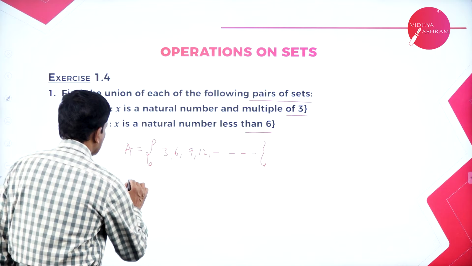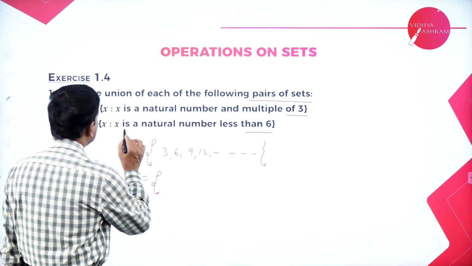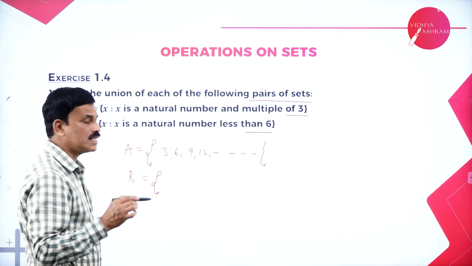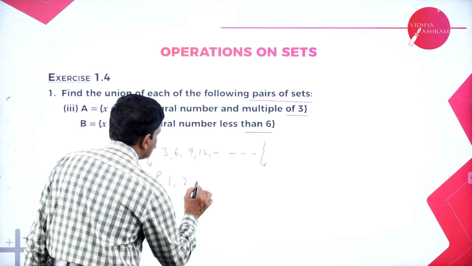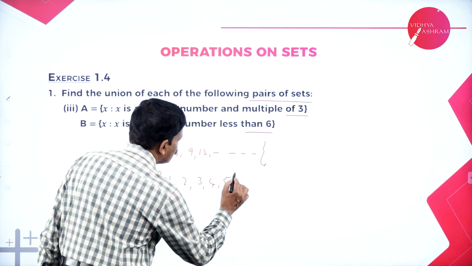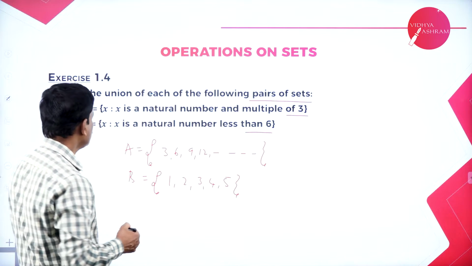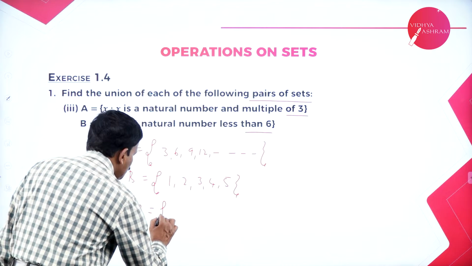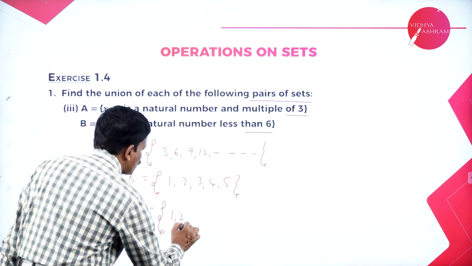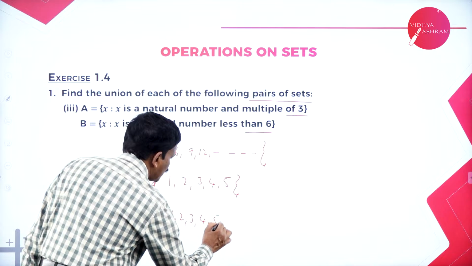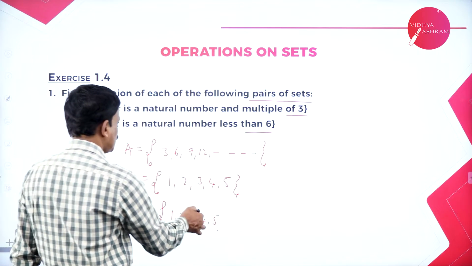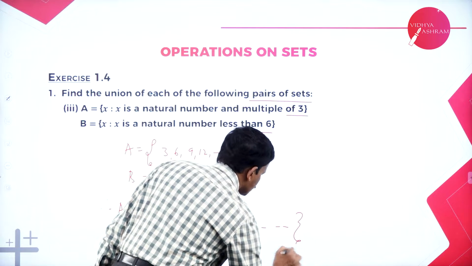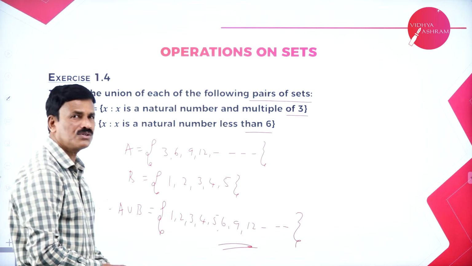Now what does B contain? B is equal to x is a natural number less than 6. Natural numbers less than 6 are nothing but 1, 2, 3, 4 and 5. So what is the union of this? Therefore, A union B is equal to, write down B first, 1, 2, 3, 4, 5 and then, since 3 is already there, 6, 9, 12, etc. So this is an infinite set you are going to get.